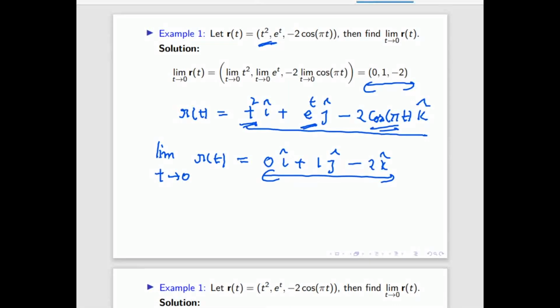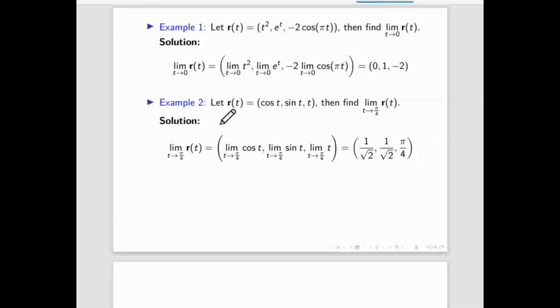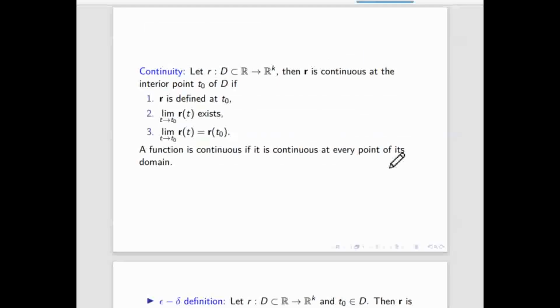So once the limit is done, you know how to find the limit component wise. What will be the next topic after limit? Continuity. So this is again one example, cos t, sin t, with t tending to pi by 4. Just apply it component wise and you will get the answer. So finding the limit is easy. Continuity definition is the same, that R must be defined at that point t naught.